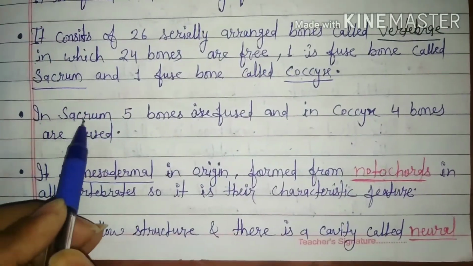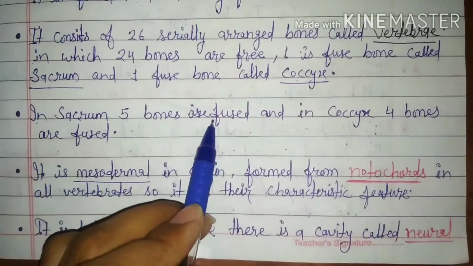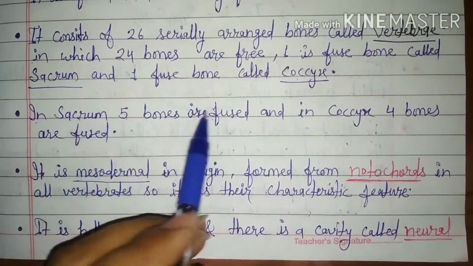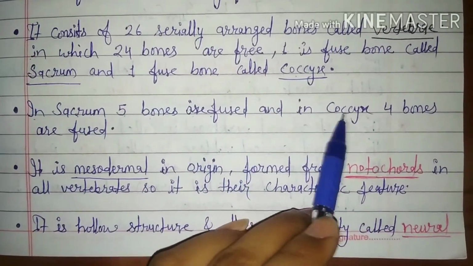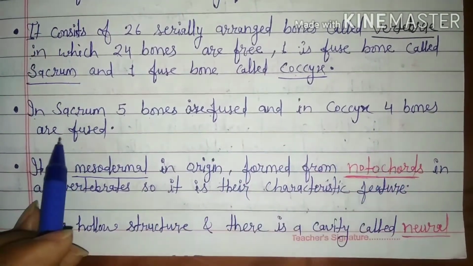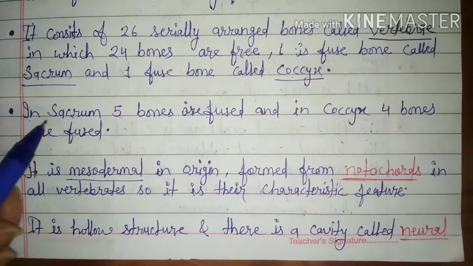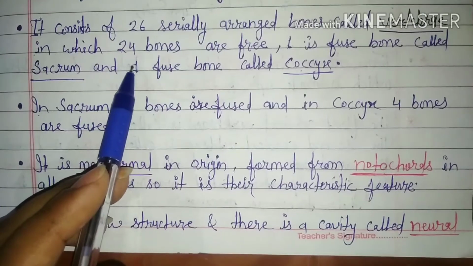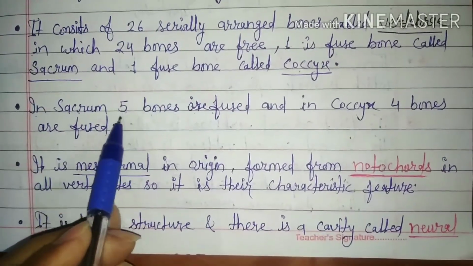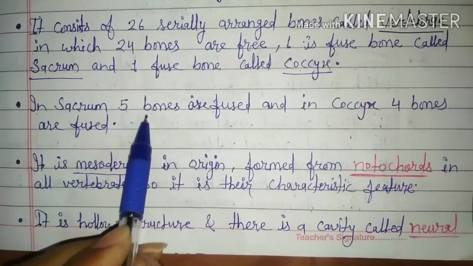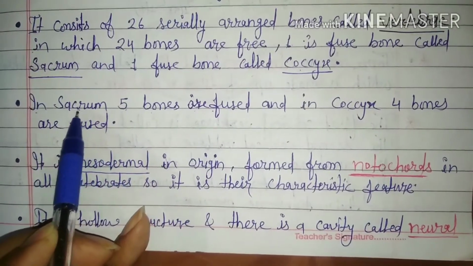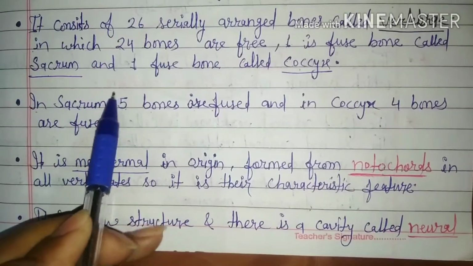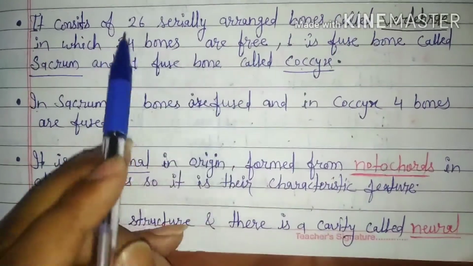In the sacrum, 5 bones are fused but counted as single, and in the coccyx 4 bones are fused. Therefore, total 33 vertebrae, but after fusion of sacral and coccygeal bones, the number of vertebrae is 26.